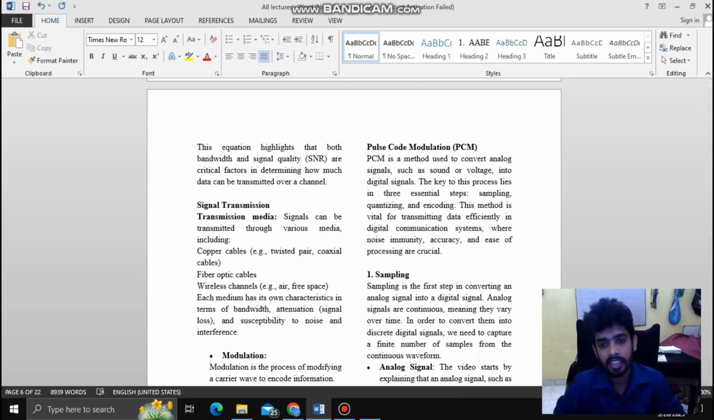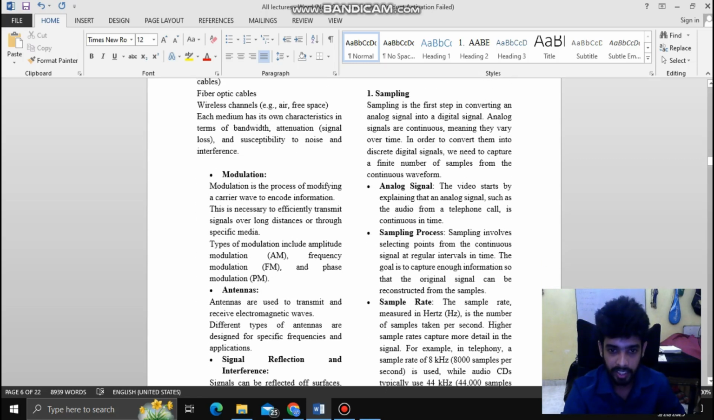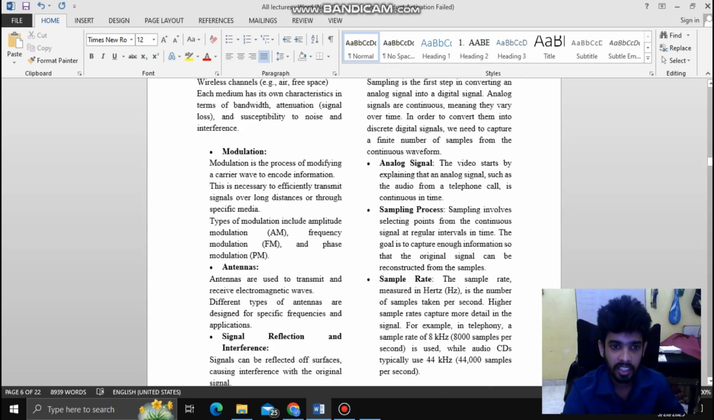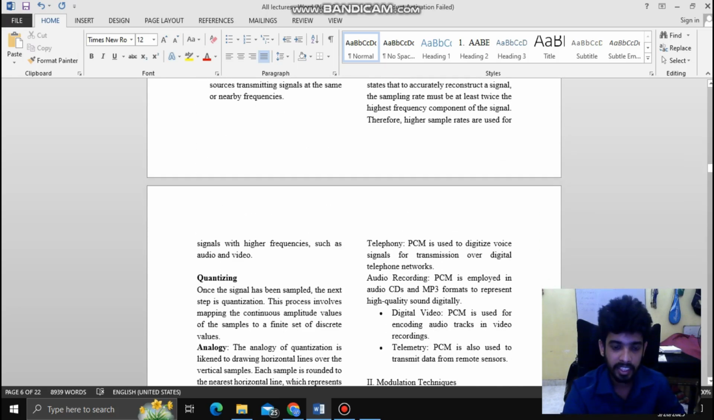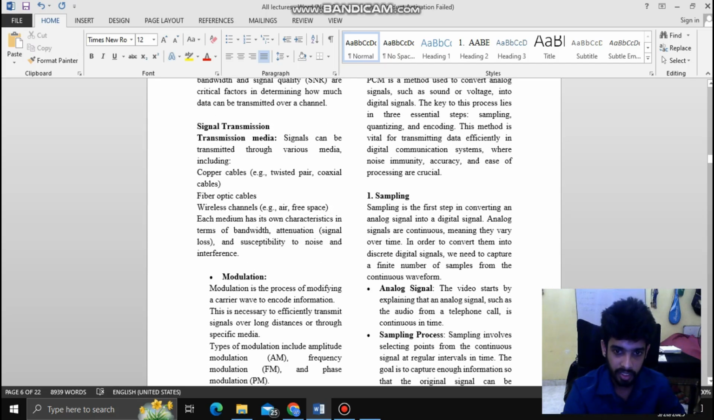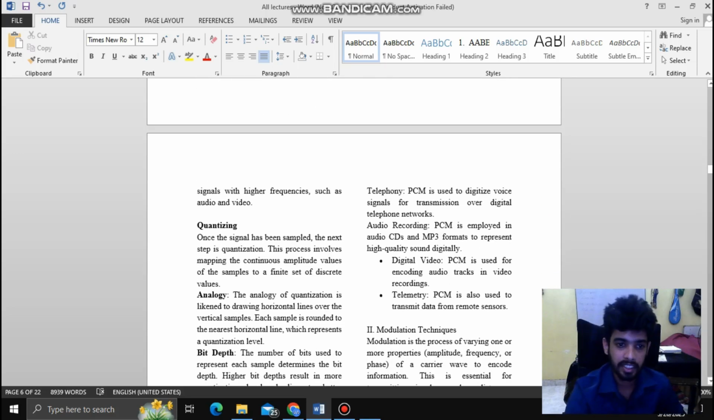This is a technique of converting analog signals, such as sound or voltage, into digital signals. There are key steps in converting analog into digital. The first one is sampling. Then we have the next steps, which are quantizing and encoding. So these are the steps in converting an analog into a digital. The first one is sampling. Then we are moving to quantizing.